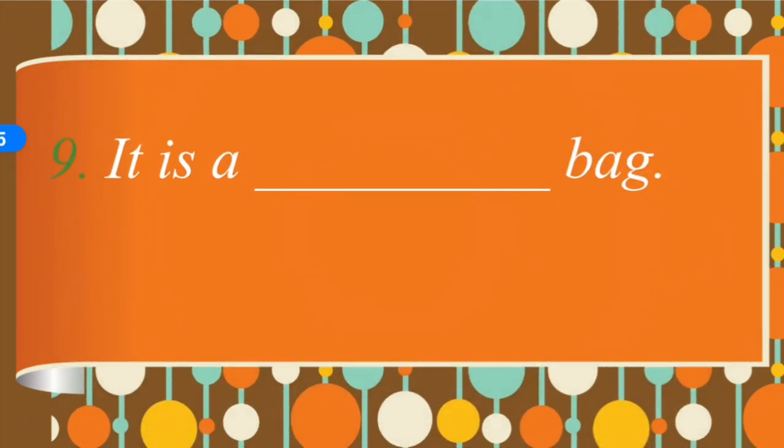Next one. It is a dash bag. We have to write according to the size. Yes, you may write it is a huge bag, it is a big bag, or you may also write it is a small bag. According to the size you have to write. Easy, entirely your choice. So what I have written is big.